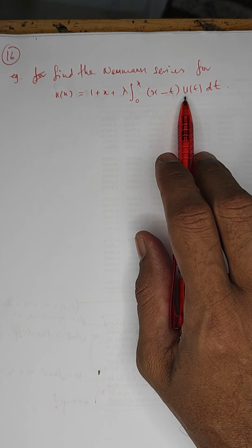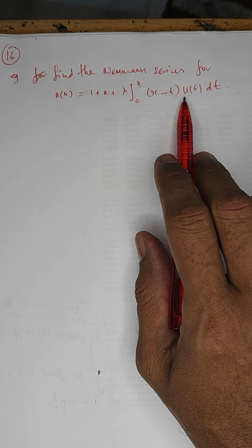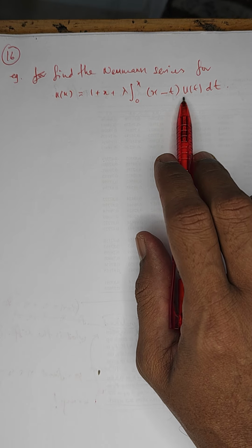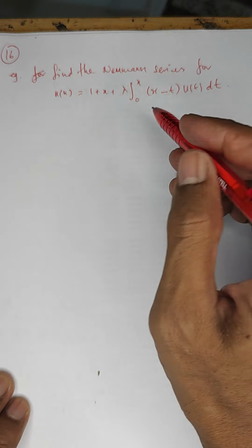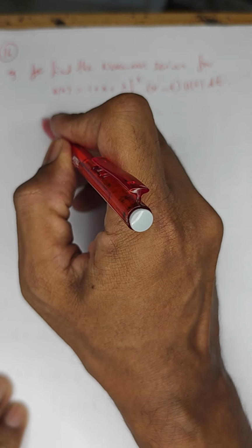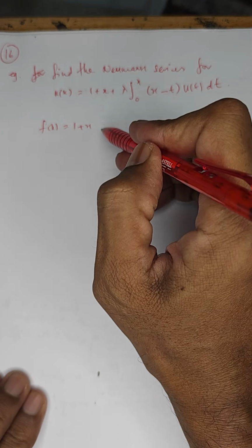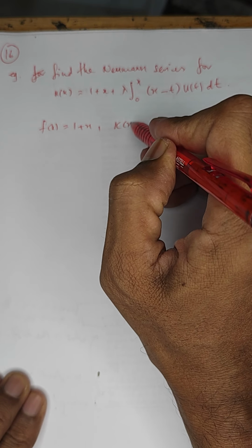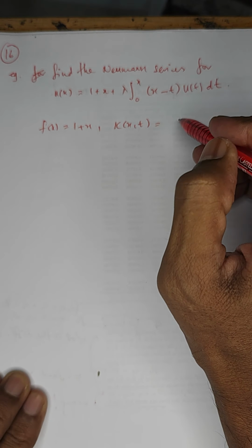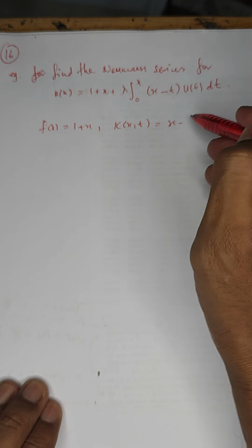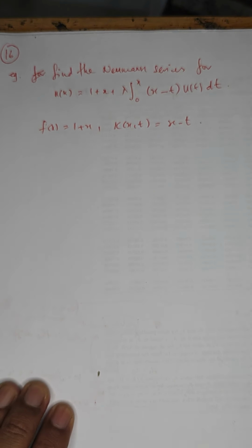Now, if you compare this with a standard form of Volterra equation, we find that f(x) is actually 1 + x and k(x,t) is x - t.